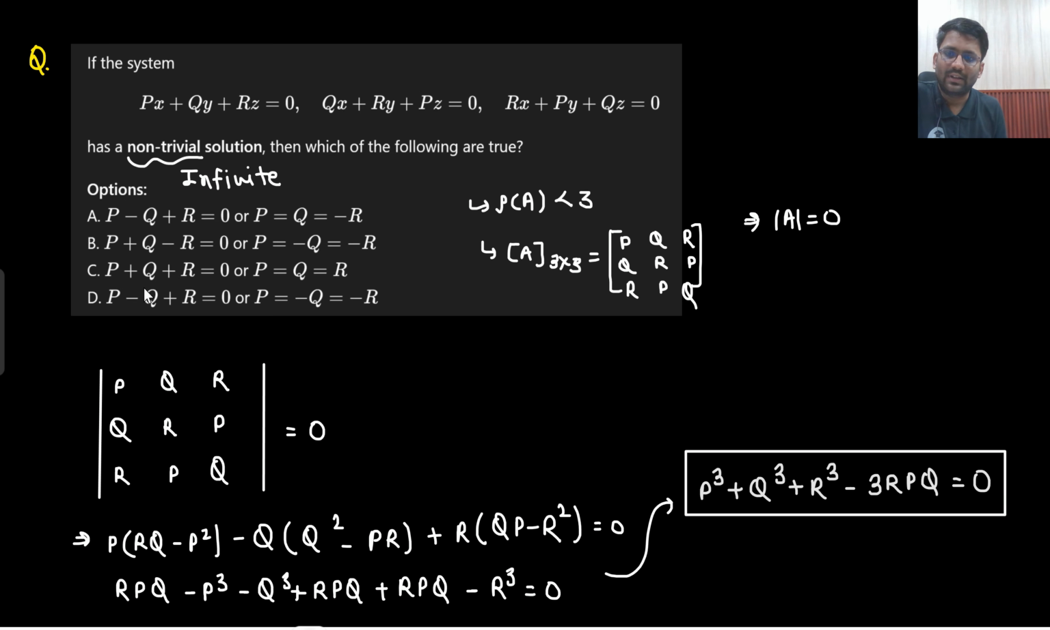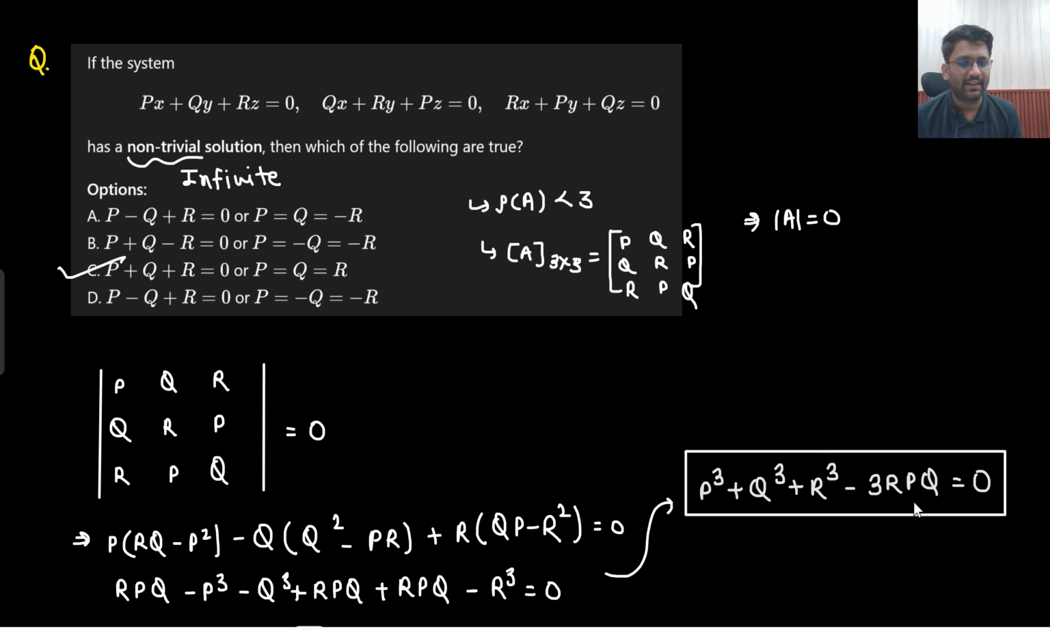P plus q plus r equals 0, or p should be equal to q should be equal to r. Understandable? What we have done is that we know that we need to take the determinant to 0. So here the concept ends. After that it is complete mathematics. How do you solve the determinant? This is how I solve the determinant.